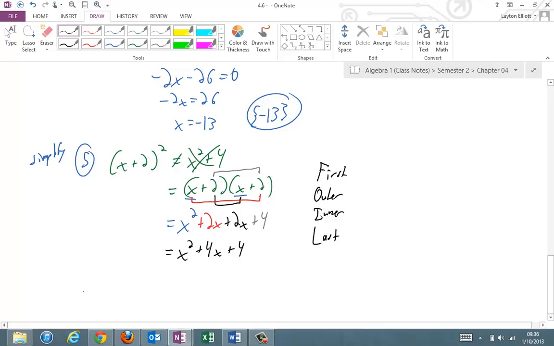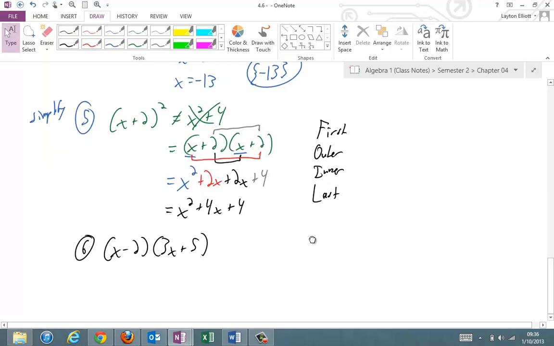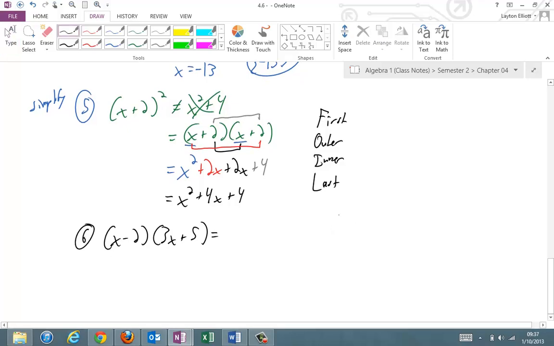Let's do another simplify. X minus 2 times 3x plus 5. We're going to practice foiling again. X times 3x for first is 3x squared. Outer is x times 5.